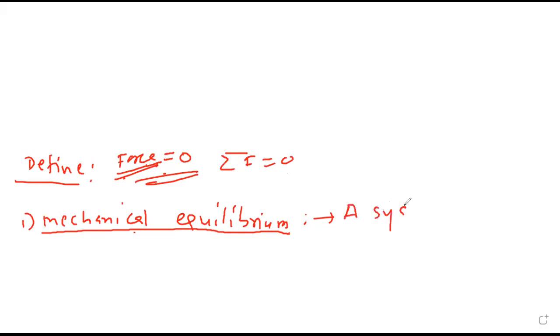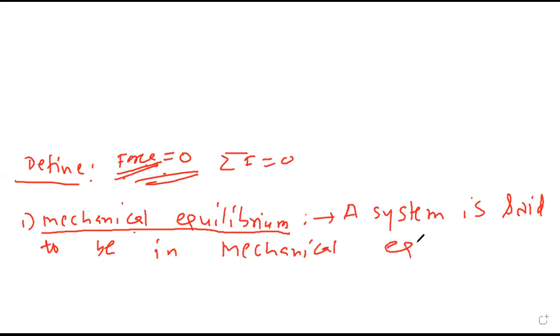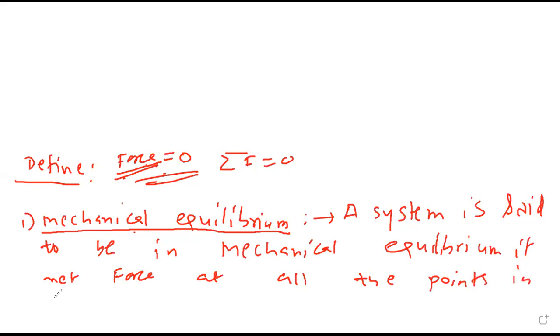So what is mechanical equilibrium? A system is said to be in mechanical equilibrium if the net force at all the points in the system is zero.